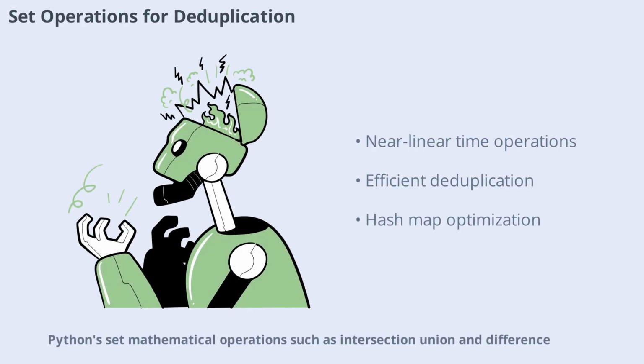Python set mathematical operations such as intersection, union, and difference use underlying hash maps to compute relations in near-linear time. This outperforms manual loop filtering for deduplication tasks. In AI text processing, finding common unique vocabulary tokens across documents is efficient with set operations. For example, using set intersection quickly identifies shared tokens, streamlining preprocessing and improving performance in large-scale data tasks.